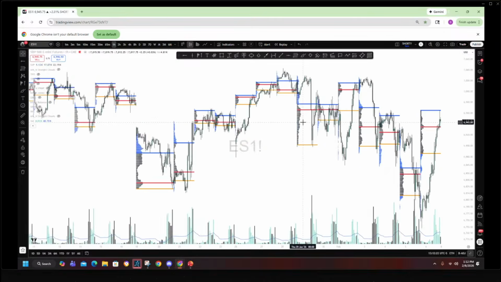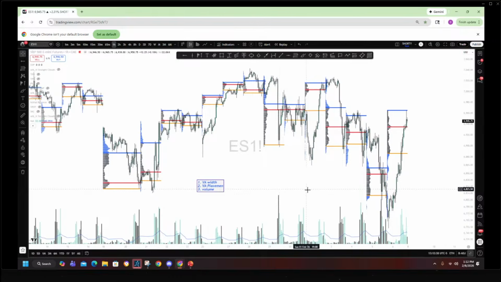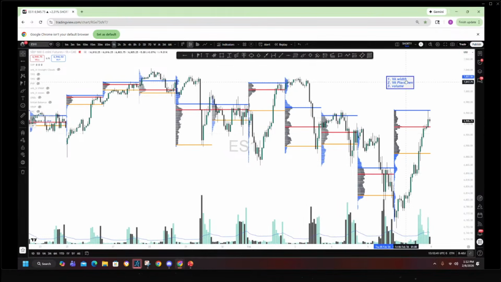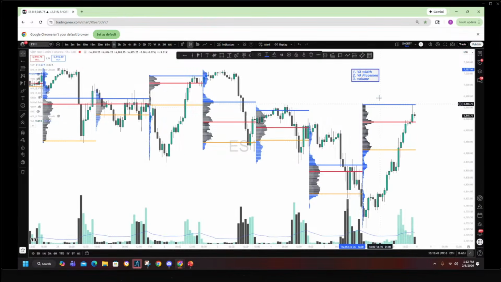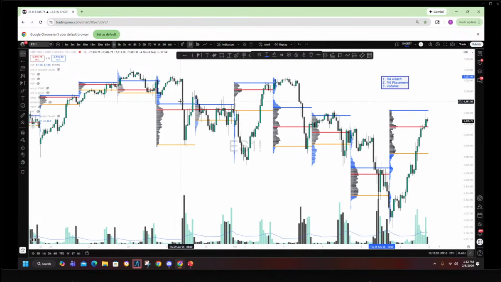And same thing, the directional performance of volume profiles is based on three things: VA width, placement, and volume. When you think about value here, value is obviously doing what? The width is wider than previous. The placement is higher highs. The value area low shifted, the value area high shifted. We're back obviously in a balance, but that's irrelevant for the point of this.